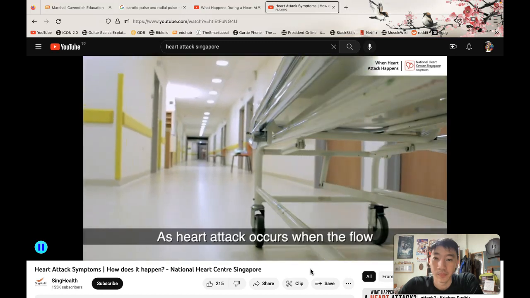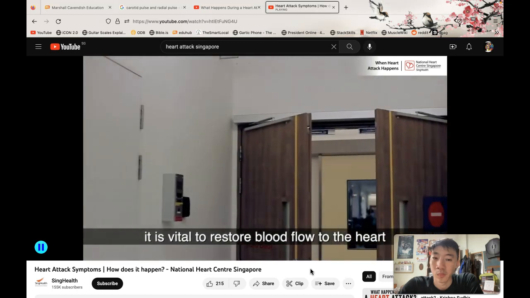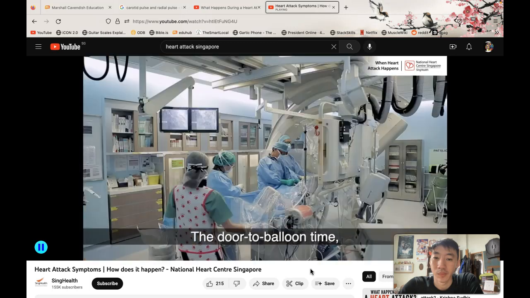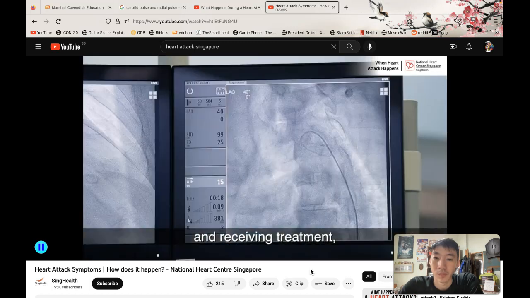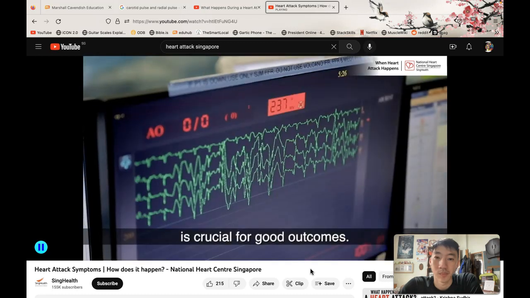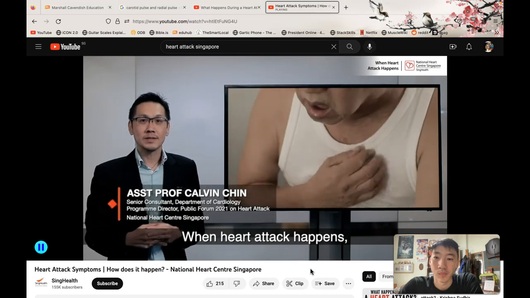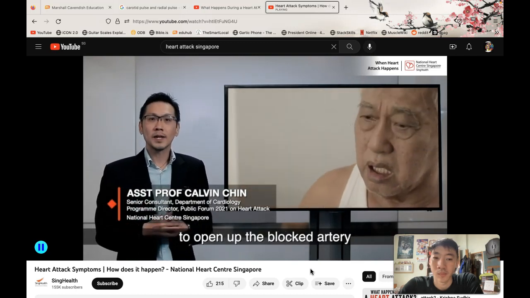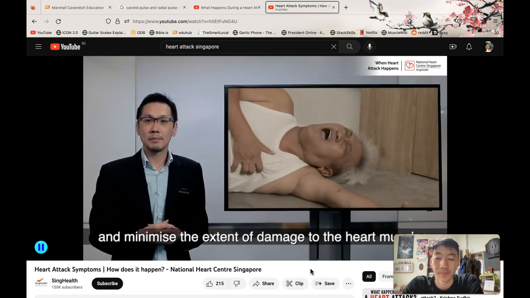As heart attack occurs when the flow of blood to the heart is blocked, it is vital to restore blood flow to the heart as soon as possible. The door to balloon time, or the time between the patient arriving at the hospital and receiving treatment, is crucial for good outcomes. When heart attack happens, it is very important to quickly administer treatment to open up the blocked arteries and minimize the extent of damage to the heart muscles.